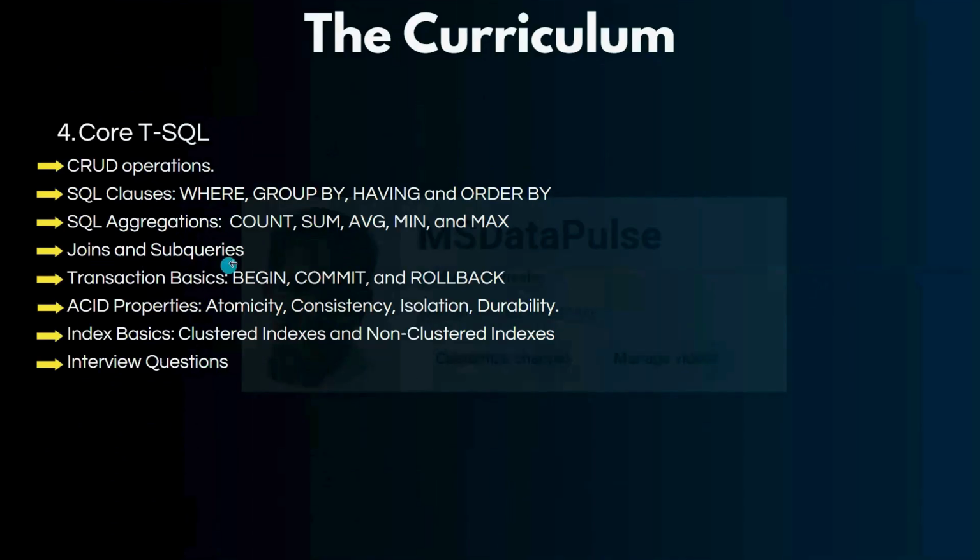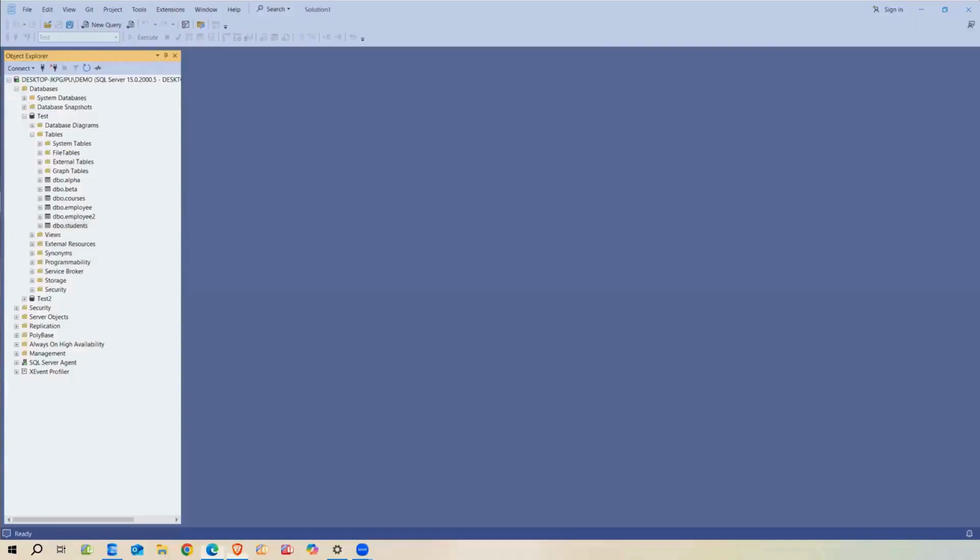Then joins and subqueries, and we will look into the transaction basics like begin, commit, and rollback. Then we see the ACID properties: atomicity, consistency, isolation, and durability. And in the last, we will look into the index basics. We will cover the clustered index and non-clustered indexes. As we always do, we will cover some interview questions around the topic. So without any further delay, let's move to SQL Server Management Studio.